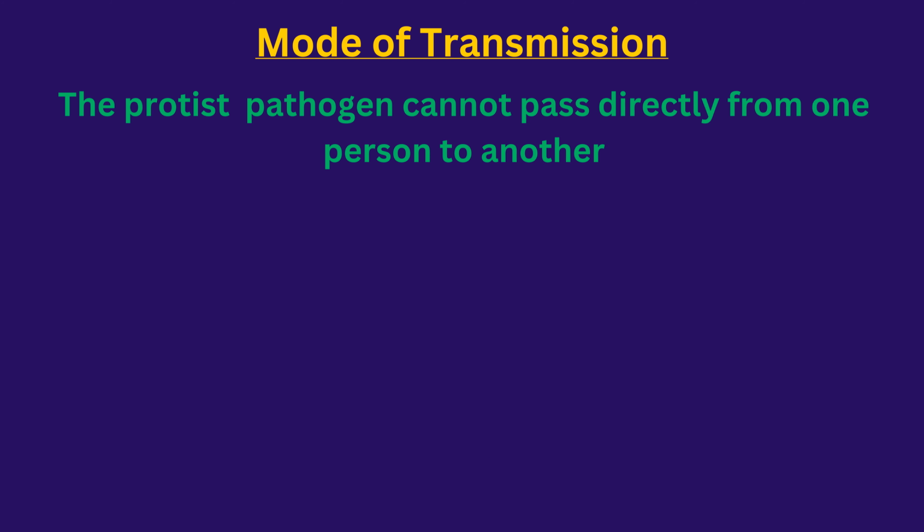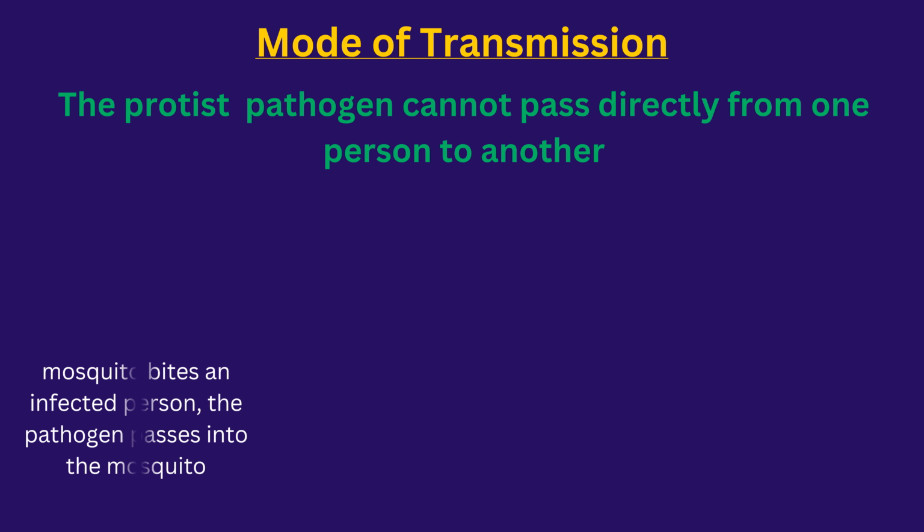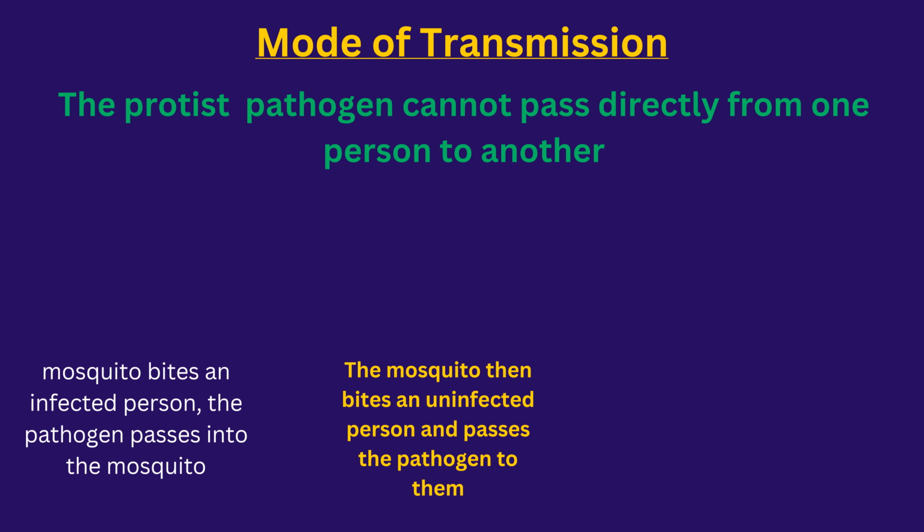Mode of transmission. The protist pathogen cannot pass directly from one person to another. Let us look at how this pathogen is transmitted. So the mosquito bites an infected person. The pathogen passes into the mosquito. The mosquito then bites an uninfected person and passes the pathogen to them.